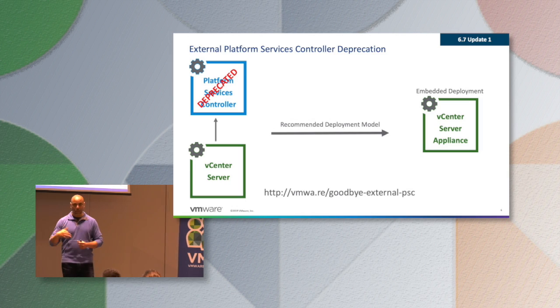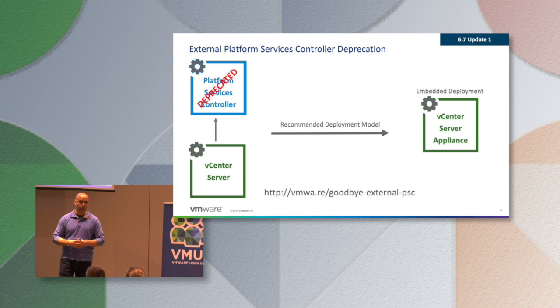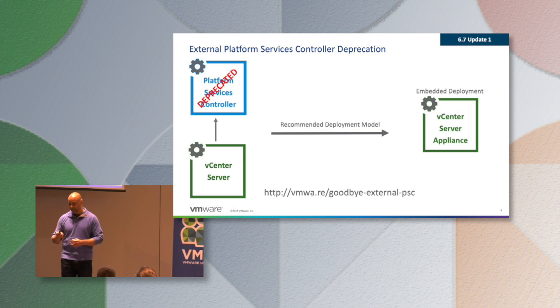So what we have is the Convergence Tool, which we announced in 6.7 Update 1. We've backported it to 6.5 Update 2D. And now we've made some enhancements, as you'll see later on, in 6.7 Update 2. So you don't need to worry about having to deal with it. We have the tools now for you to do the convergence.